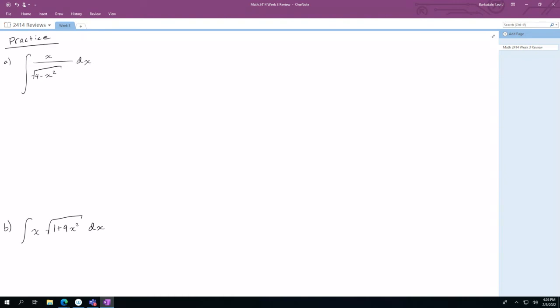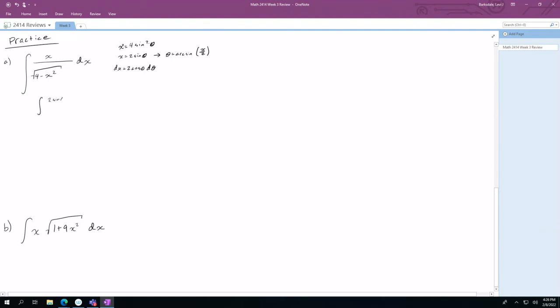So for the first one, it's the same kind of form. We have a squared minus x squared, so we're going to make the substitution x squared is equal to 4 sine squared theta. And of course, this means that x is equal to 2 sine theta, which means, again, theta is equal to arc sine of x over 2. This also means that dx is equal to 2 cosine theta d theta. So now we're ready to go ahead and make our substitution.